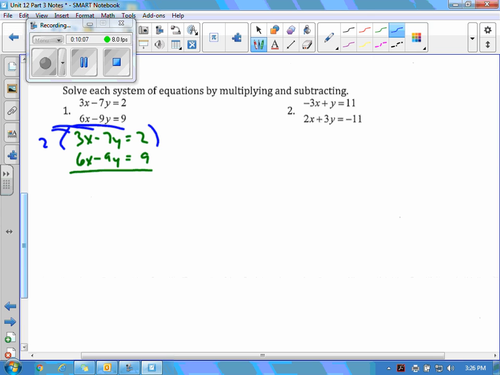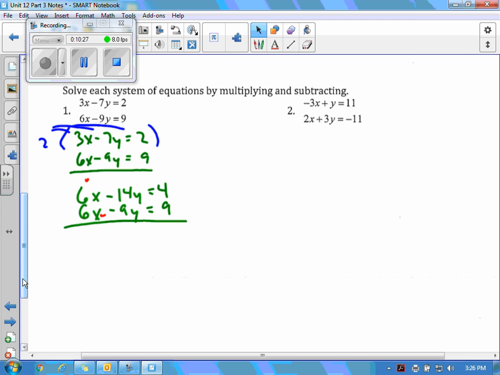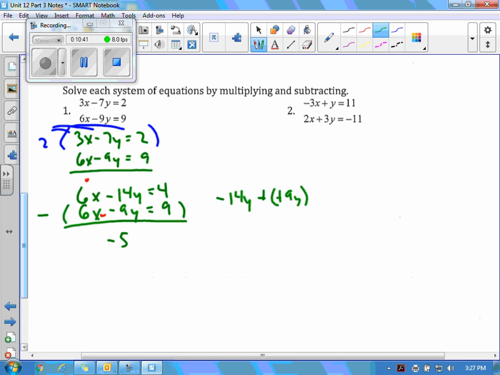I'm not really doing distributive property, I'm just multiplying everything by 2. So when I do that, my top equation becomes 6x minus 14y equals 4. And I put the second equation underneath it. Now I have a positive 6x on the first equation and a positive 6x on the bottom equation, so I can subtract here. 6x minus 6x is 0. Negative 14y minus negative 9y turns into plus a positive, so I'll get negative 5y. And 4 minus 9 is negative 5.